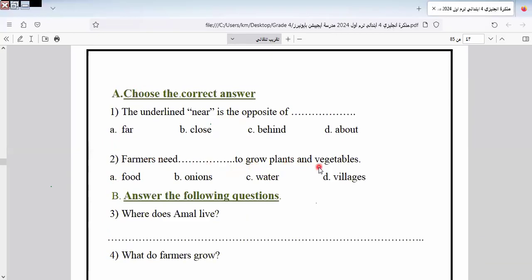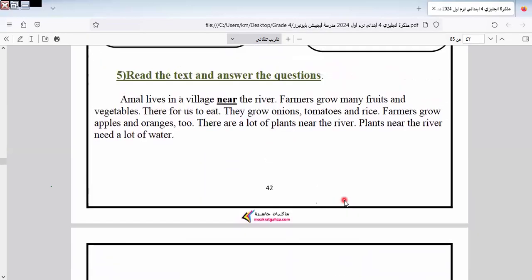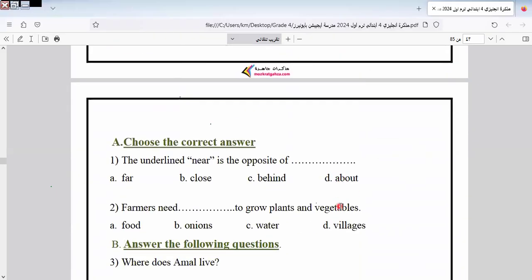Farmers need space to grow plants and vegetables. We know what are the basic needs of a plant? Need water, need soil, need what? Need sunlight, as we took in science. I'm not a science teacher. I'm an English teacher, but I know from our teachers that teach us science. Okay, science is useful for us in our lives.